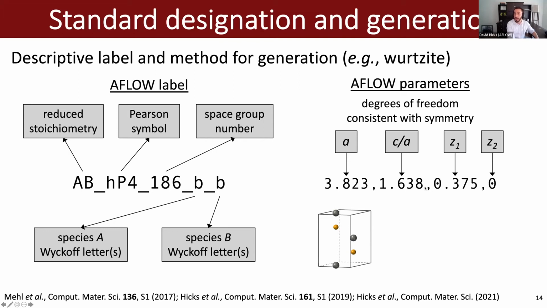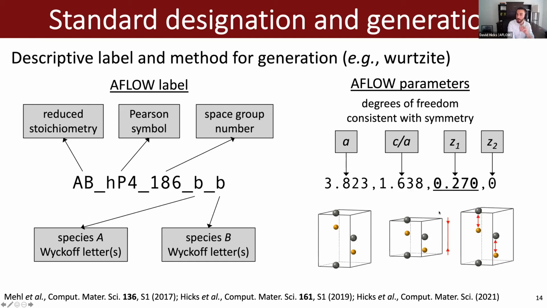So these are the AFLOW parameters. And these are the parameters that are not fixed by symmetry. And so in this case, it's a, c over a, z1, and z2. And so you can actually change these parameters and slightly change the structure. So for example, you can change the c over a ratio, shrink the cell, or change the distances between some of the atoms. So this is a very powerful prototyping tool that you can use to generate many different structures and slightly change the degrees of freedom, but still have a structure that obeys this symmetry.